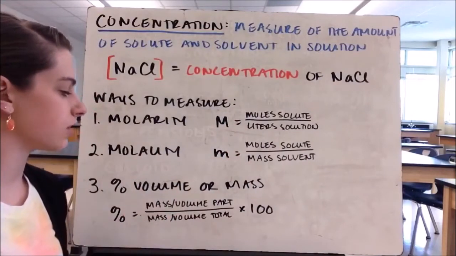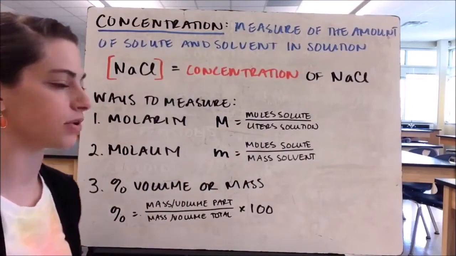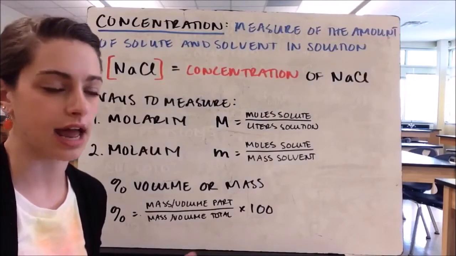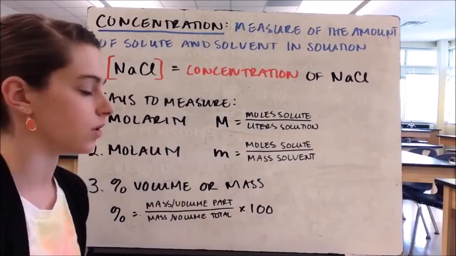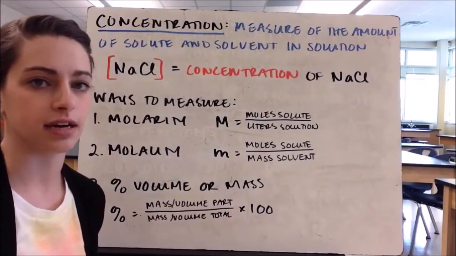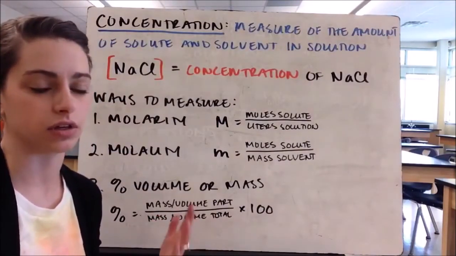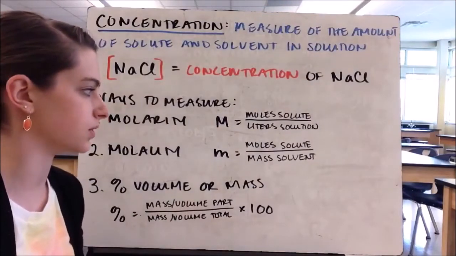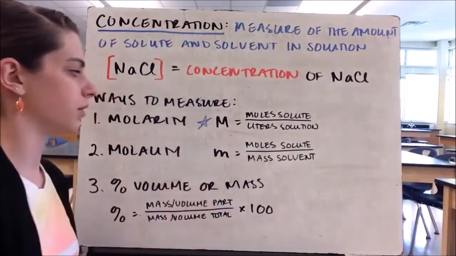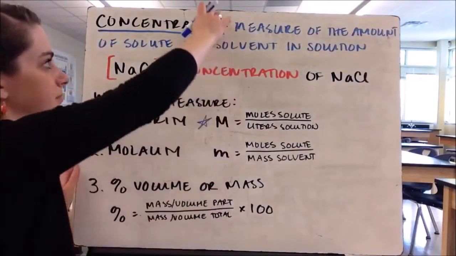And then the last way that you often see concentration is a percent volume or a percent by mass, which is just like the percent of any other type of percent. So it's, in this case, your mass or volume of the part you're looking at divided by the mass or volume of the whole thing times 100. So that's your percent. And like I said, we're going to focus on molarity.